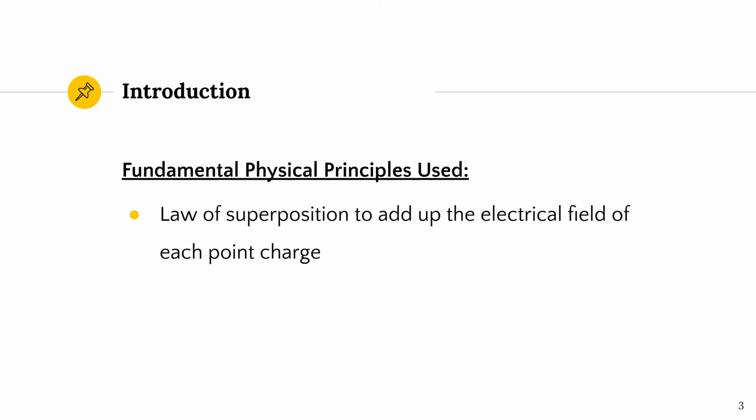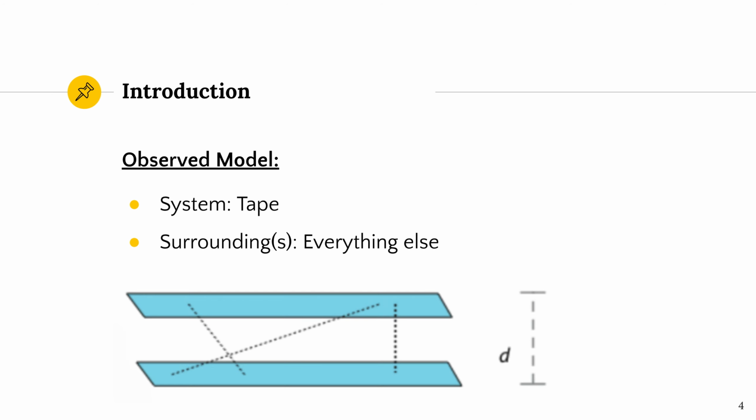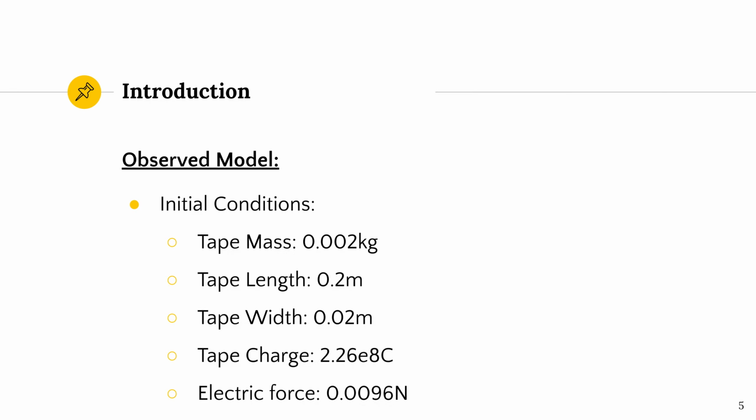The fundamental physical principle used here is the law of superposition, to add up the electric field of each point charge. The diagram here is the observed model. The system is the tape and the surroundings are everything else. The initial conditions are tape mass, tape length, tape width, tape charge, and electric force.